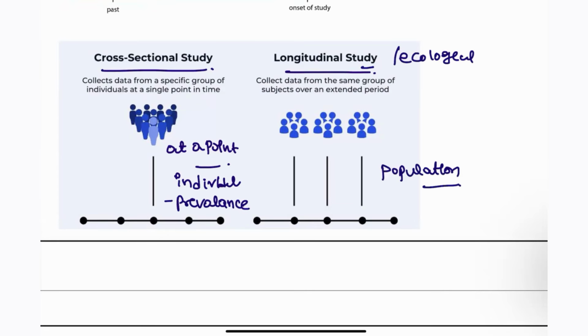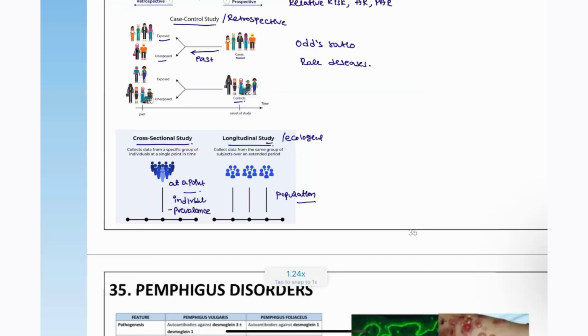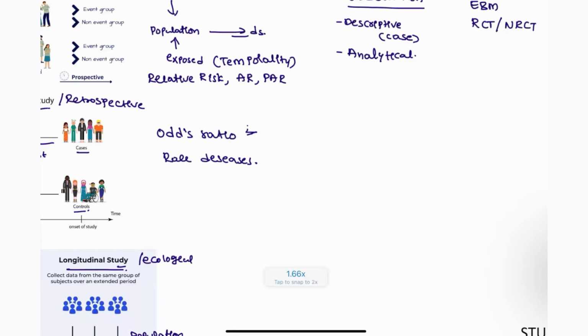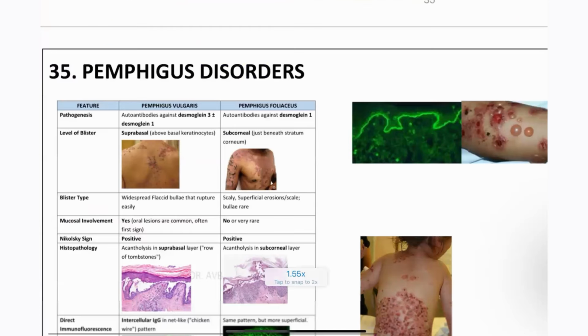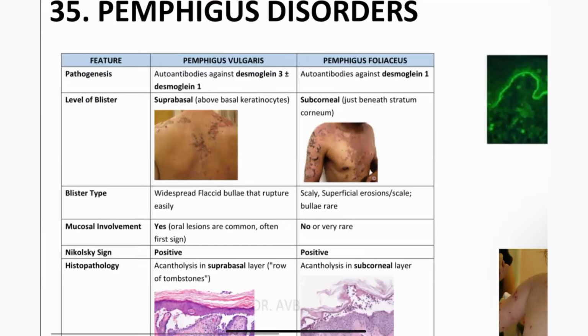Next, moving on to the pemphigus disorders. So here you can see the important pemphigus disorders. What are those important pemphigus disorders, guys? The pemphigus vulgaris and the pemphigus foliaceus. So the pemphigus vulgaris is the most common. Okay, pemphigus vulgaris is the most common overall.